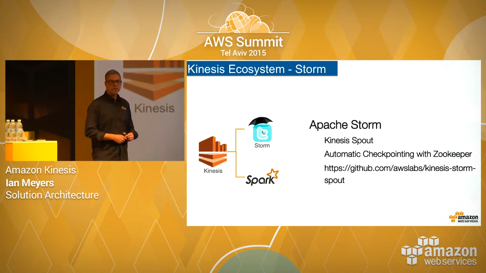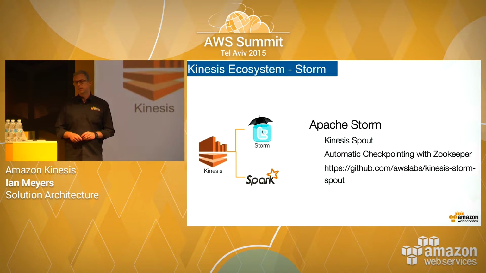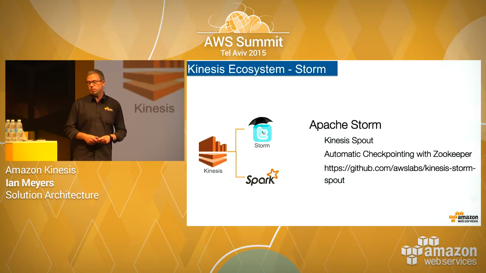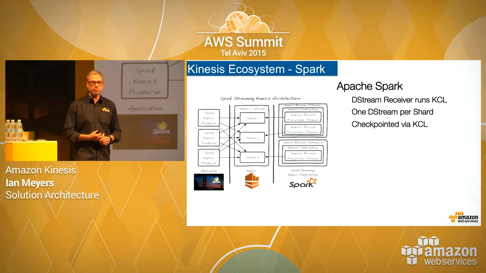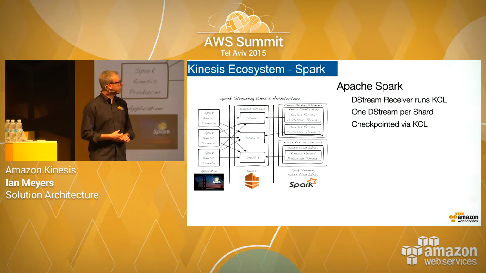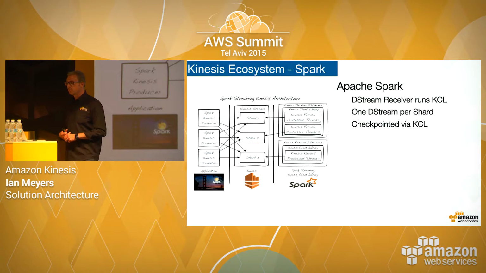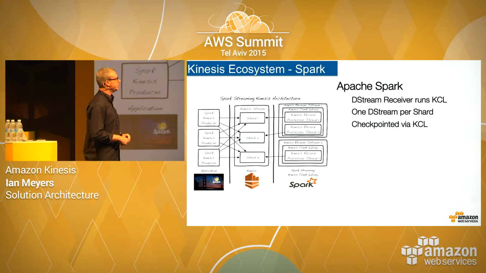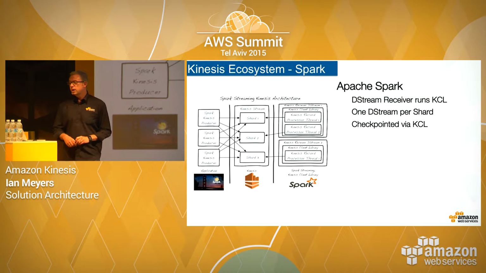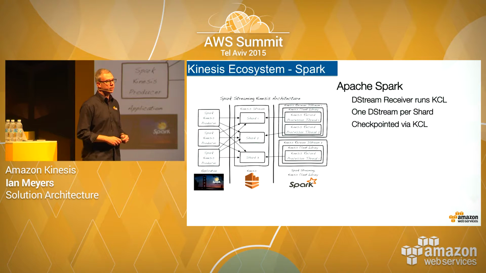We can also consume data with Storm. We supply you with a spout for Kinesis, so you can push data into your Storm topologies from Kinesis. And of course, Apache Spark. There's native support within Spark streaming for Kinesis as a data source. You create a D stream, a dynamic stream for each shard, and then the Spark receiver component will automatically commit records that have been persisted into an RDD and processed by your application.